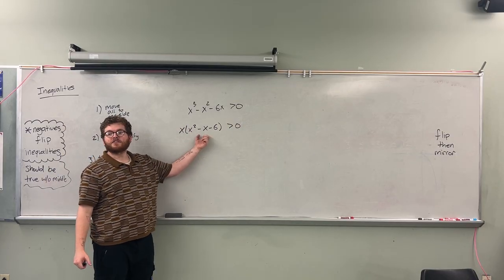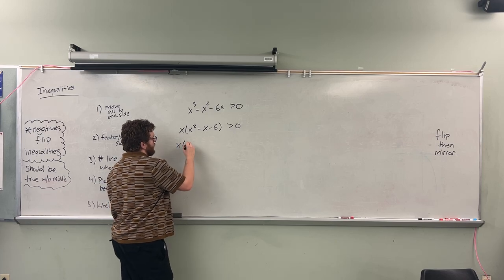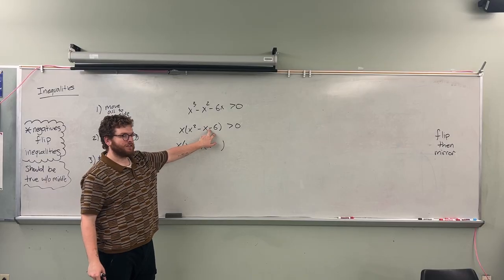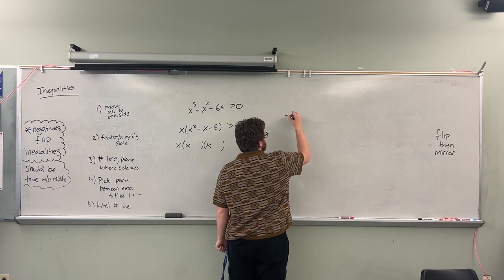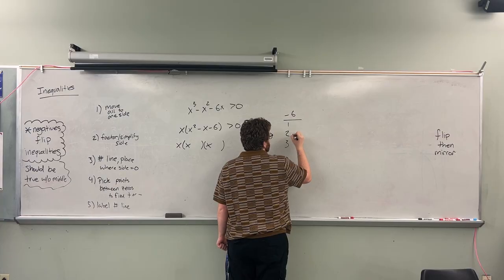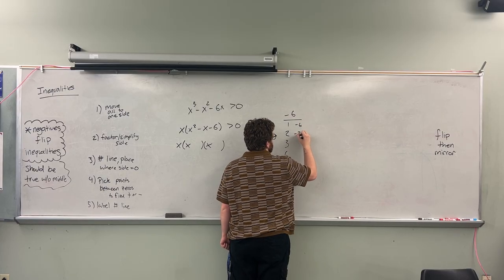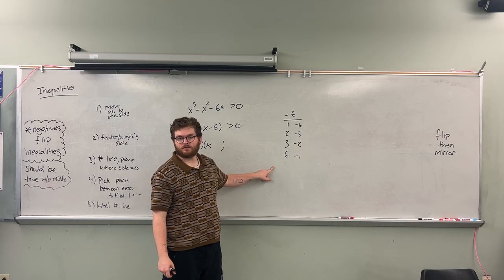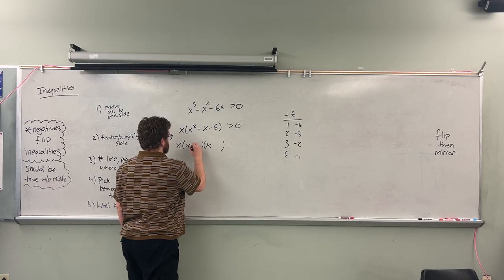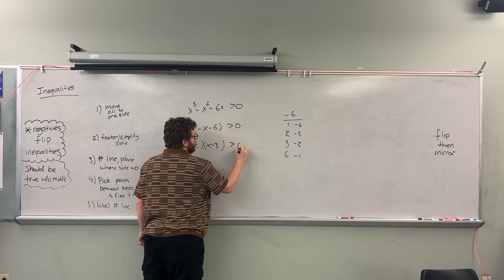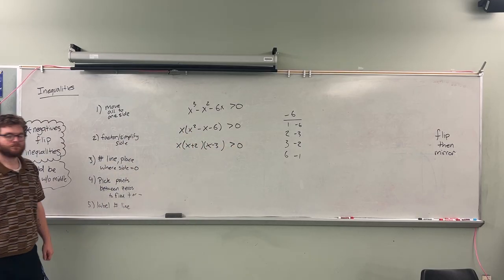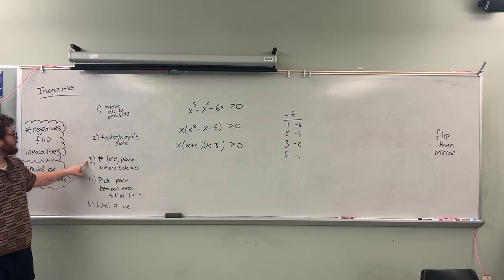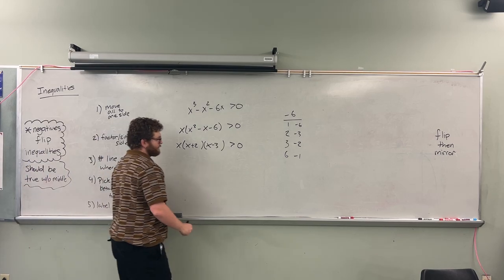And then I can factor this down. I want the factors of -6 that add to -1. 1, 2, 3, 6, -6, -3, -2. Which pair of these adds to -1? 2 and -3. So x times (x plus 2) times (x minus 3) greater than 0. Now step number 3 says on a number line, place where this side equals 0. So I'll do that here.